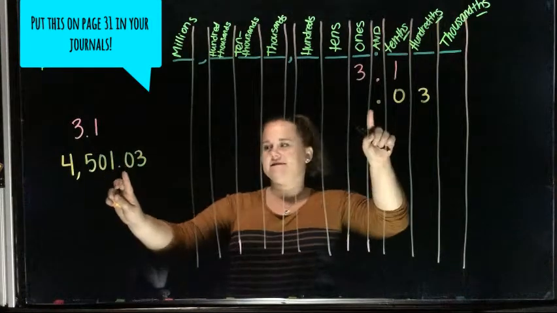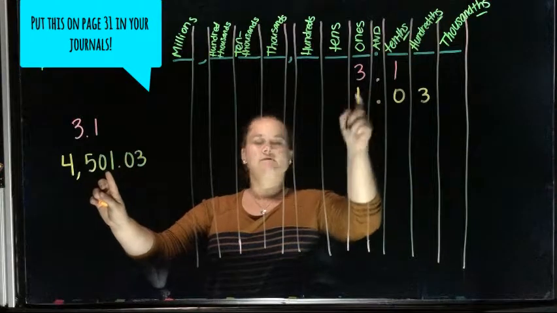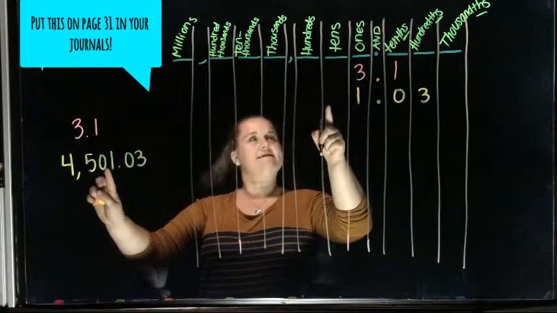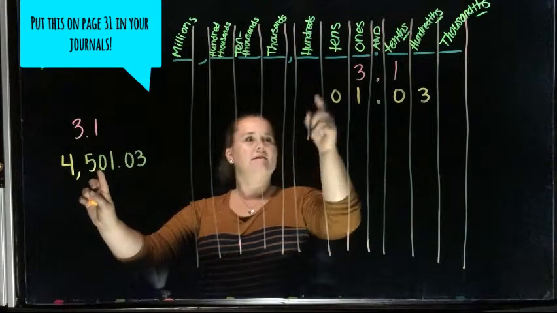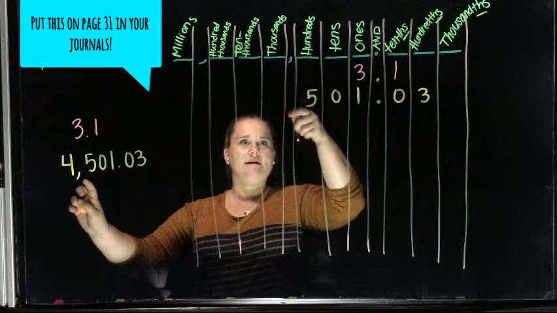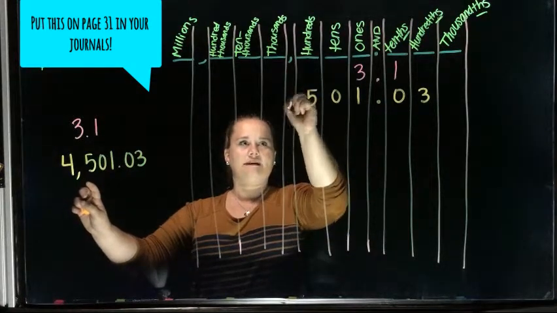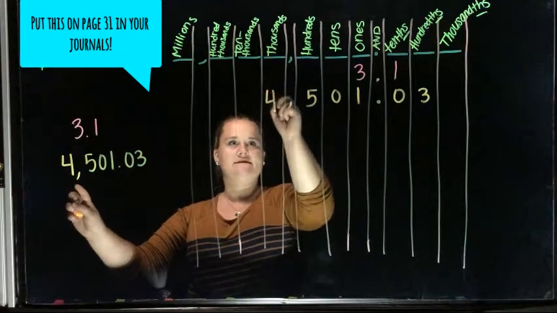So go back to your decimal and go to this side. I have a 1 in the ones place. Then I go next door again. I see a 0 in the tens place. Then I go next door again. I have a 5 in the hundreds place. Oh, I have this thing. Well, I put it in my chart. So I bring that comma down and I go next door and I have a 4 in the thousands place.